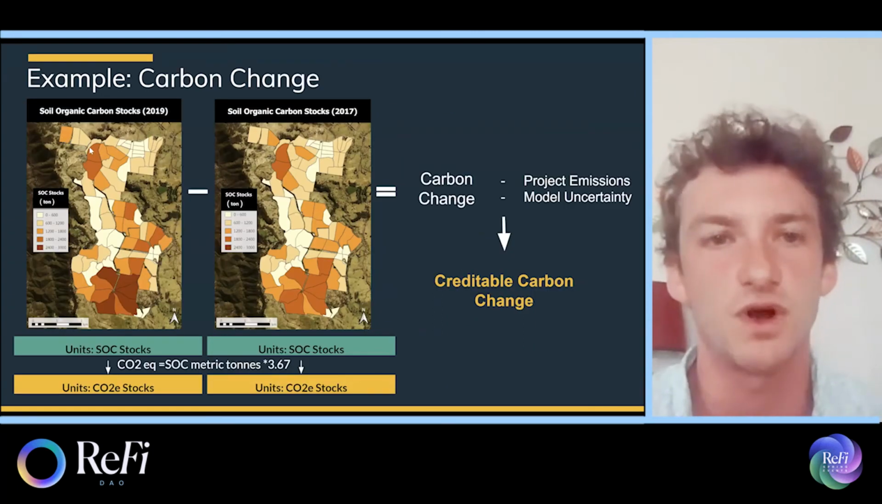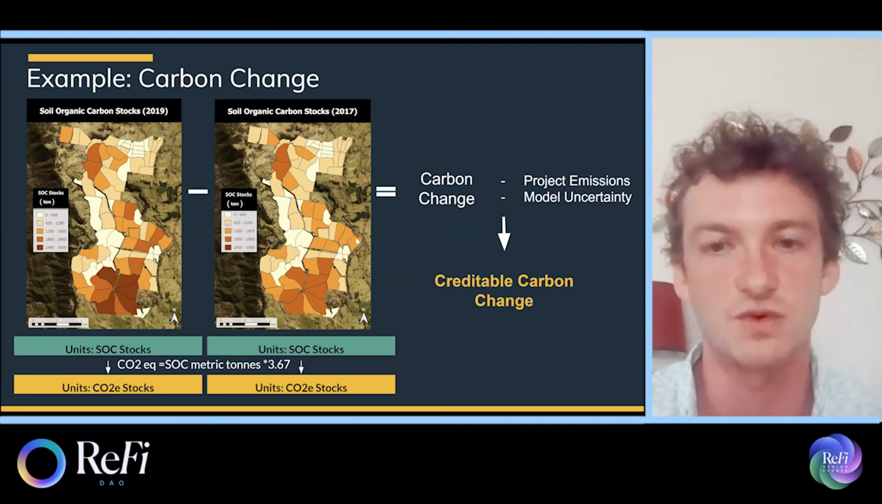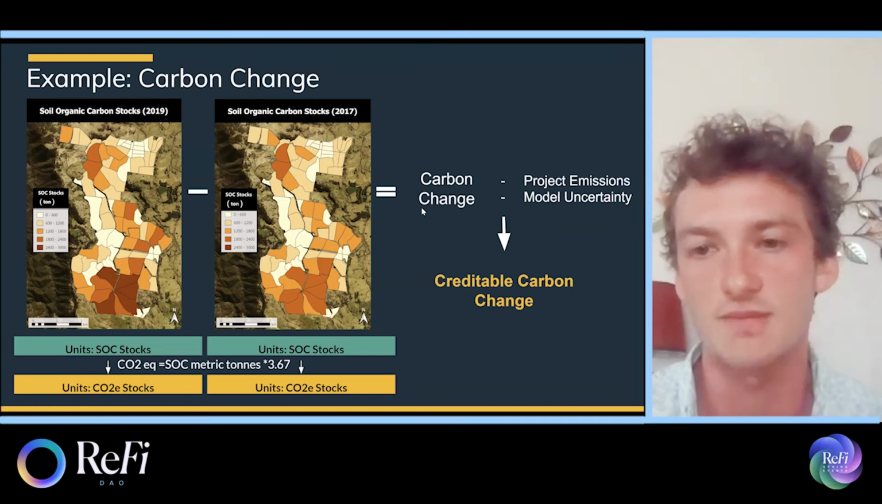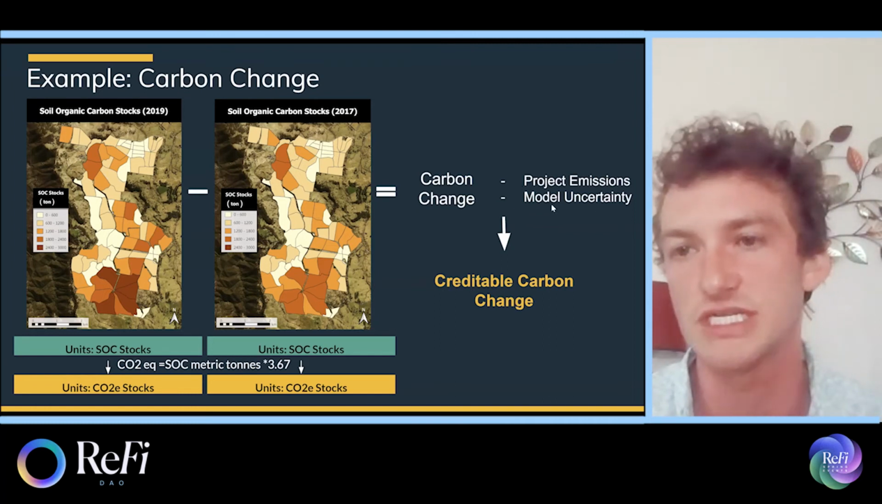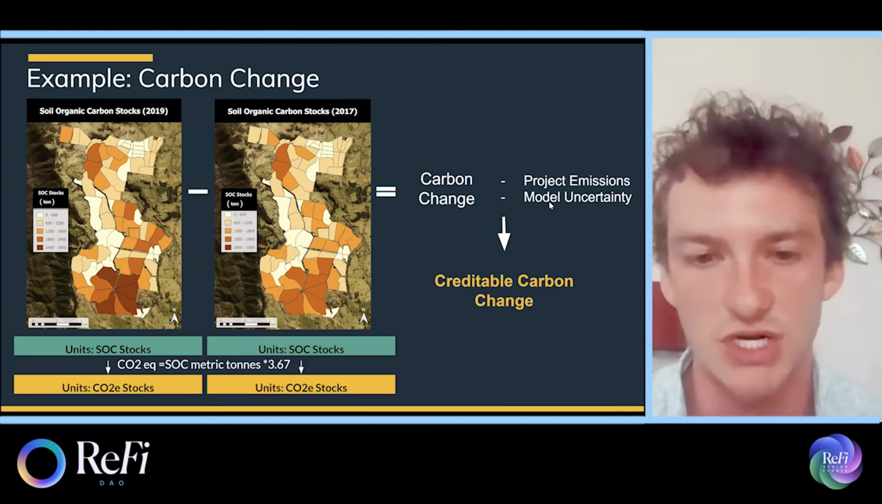And so this is an example of one of our pilot projects where between 2017 and 2019, we tracked changes in soil carbon across the different rotational grazing parcels. And then we modeled our uncertainty and our project emissions to create an estimate of the creditable carbon change.